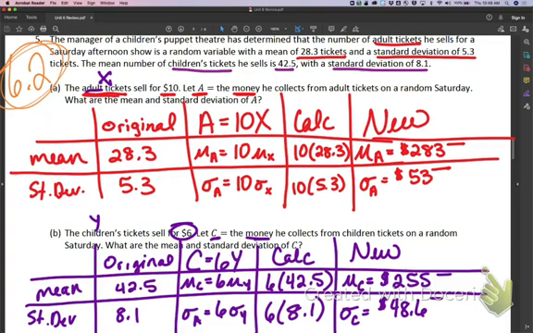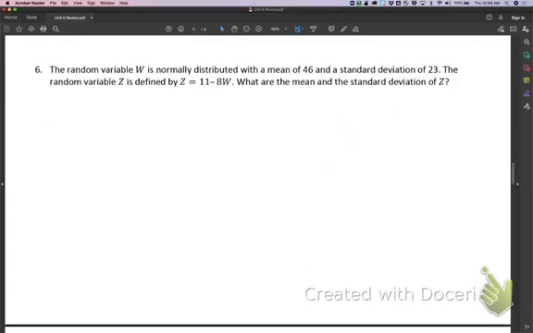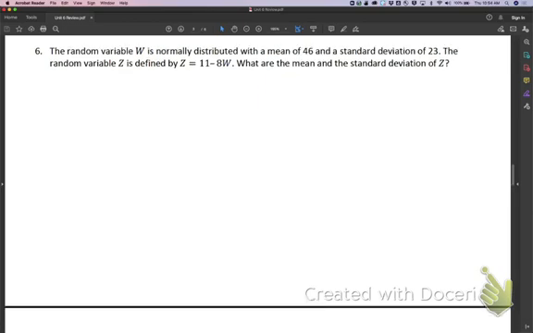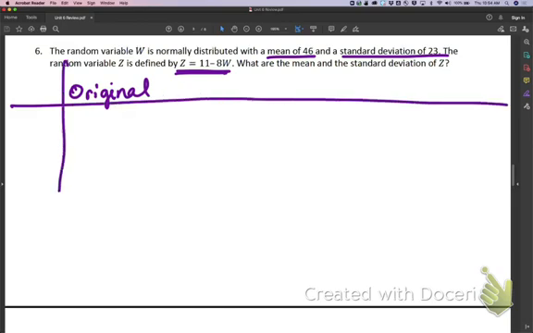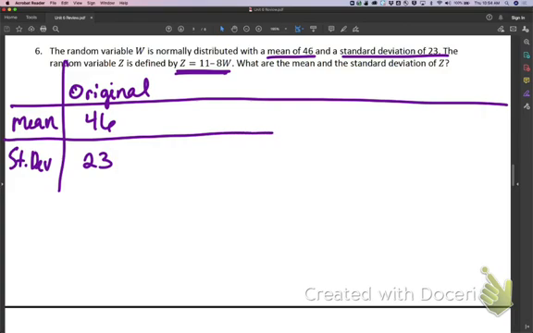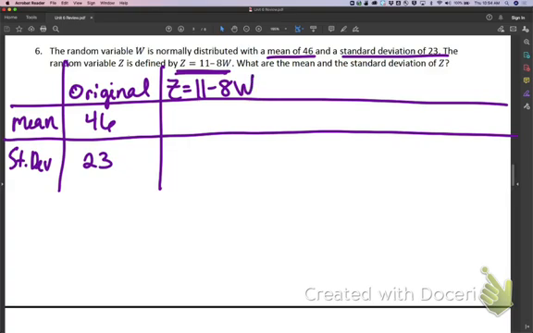Number 6. Let's look at number 6. The random variable W is normally distributed with a mean of 46 and a standard deviation of 23. The random variable Z is defined by Z equals 11 minus 8W. What is the mean and the standard deviation of Z? So again, we have an original distribution, and this original distribution has a mean of 46 and a standard deviation of 23. We need to make a transformation of Z equals 11 minus 8W.